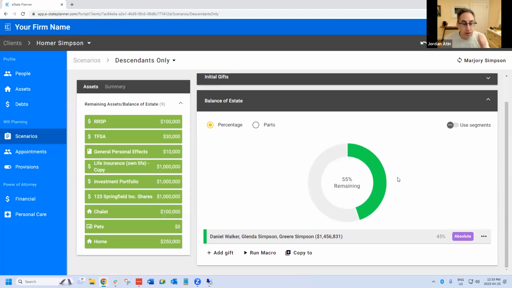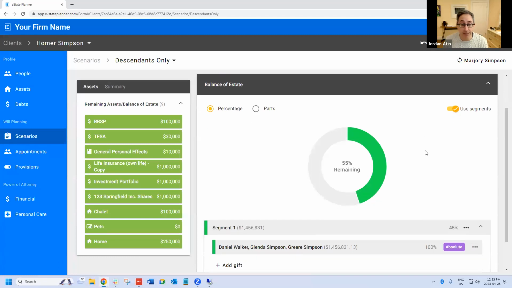But now we want to give that other 55%, and we want to break that down into unequal amounts or cash, like a legacy, out of that 55%, not out of the total amount, but out of that segment. That's when we need to use segments, because a segment is a percentage of the residue. So there's this button here that says use segments. And that's going to be important if we need to do this kind of complicated distribution. So let's click use segments.